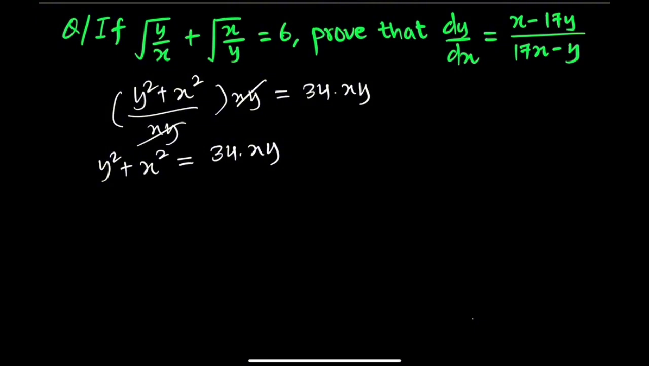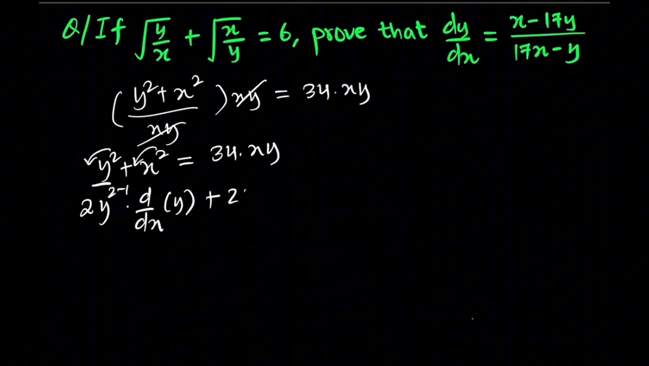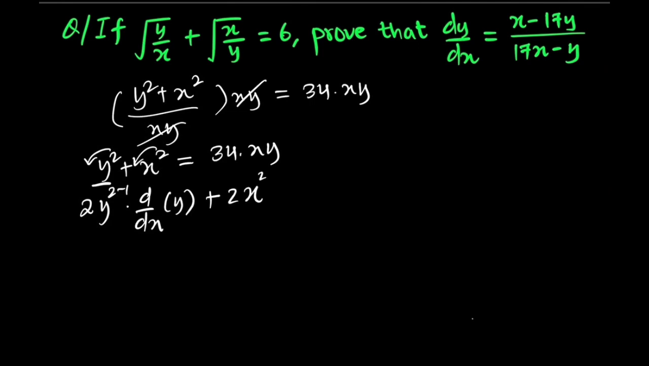Differentiation of y square means bring this exponent 2 in the front, that is 2y, subtract 1 from the exponent, and then you differentiate this base, that is y, d over dx of y, plus differentiation of x square means bring this exponent 2 in the front, that is 2, and subtract 1 from the exponent, 2 minus 1, and then you differentiate the base, that is x, equals, write 34 separately because this is the coefficient of xy.